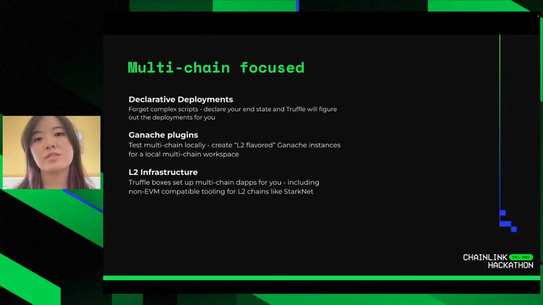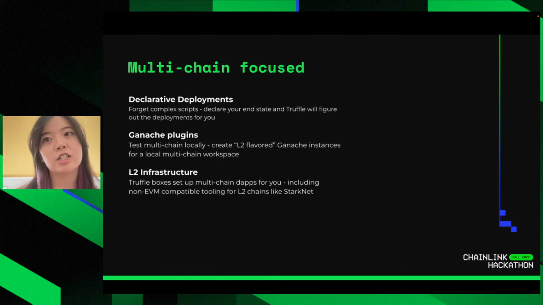So how Truffle is fixing this is something called declarative deployments. Essentially, instead of you writing a long script telling us what contracts go where, you basically declare the end state: I want this contract to be here, I want this to be dependent on here, either in a JSON or a YAML file, and we will figure out all the magic behind it. So that's really cool. The second piece in terms of how Truffle is moving multi-chain is Ganache plugins.